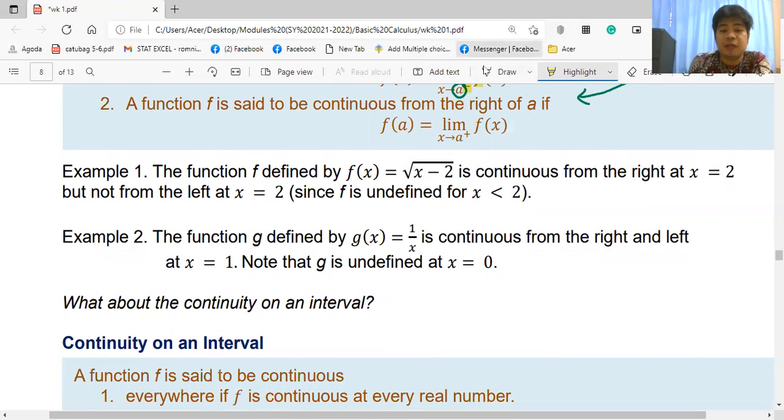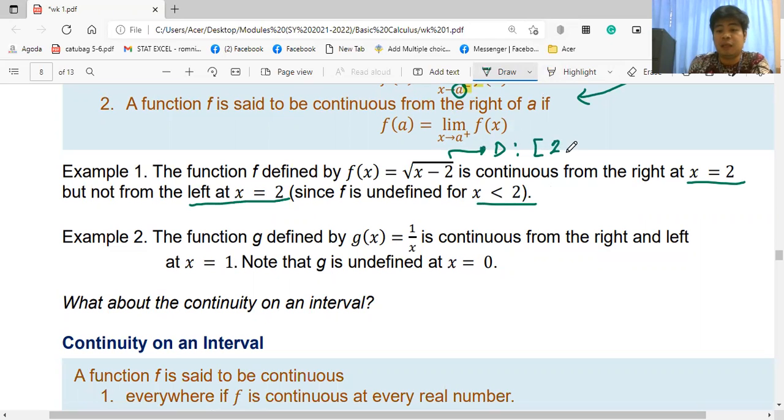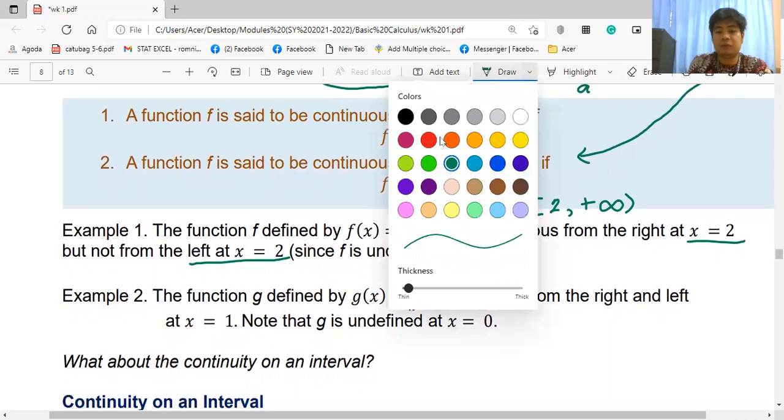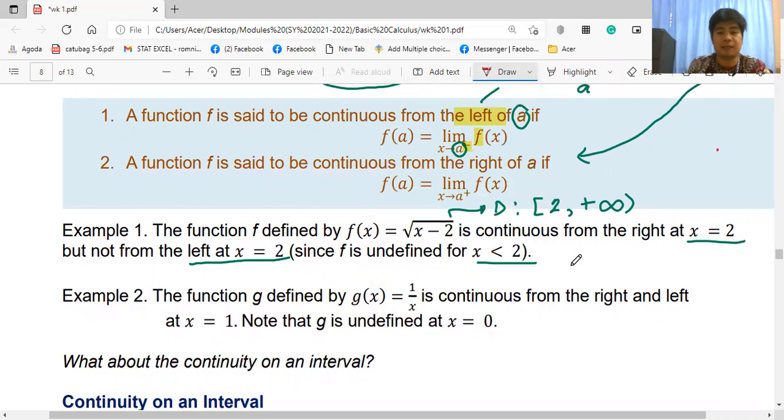Now obserbahan natin yung first example. Sabi dito, the function f is defined by f of x is equal to square root of x minus 2, is continuous from the right at x that is equal to 2, but not from the left at x that is equal to 2. The reason, because f is undefined at x less than 2, the domain of this function is the set of all real numbers greater than or equal to 2. So if you're going to use the condition suggested there, let's make use of the right, the second condition.